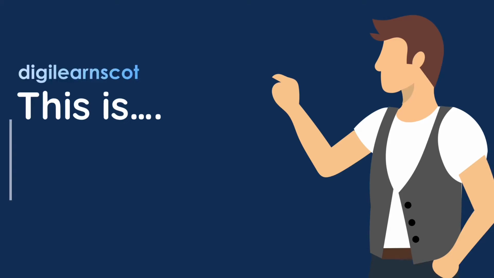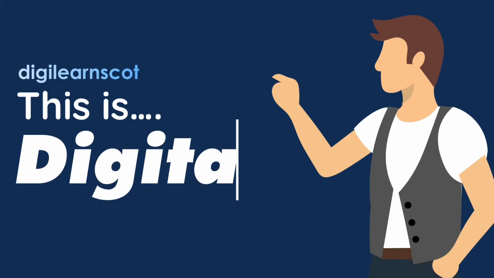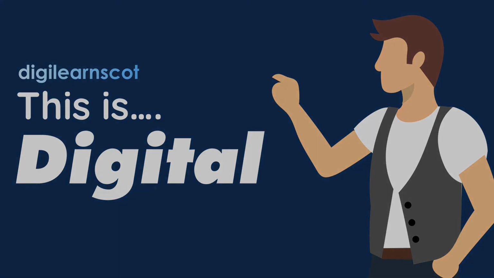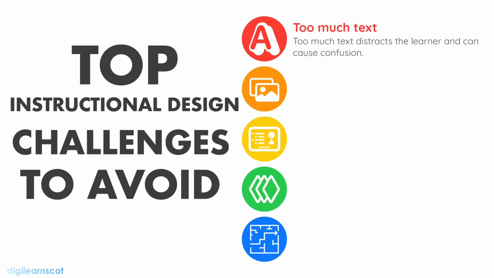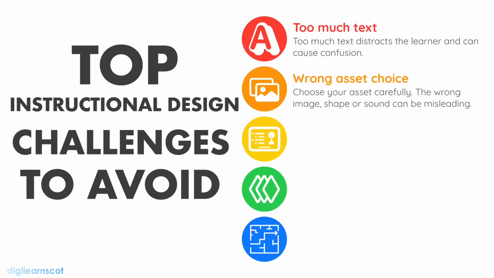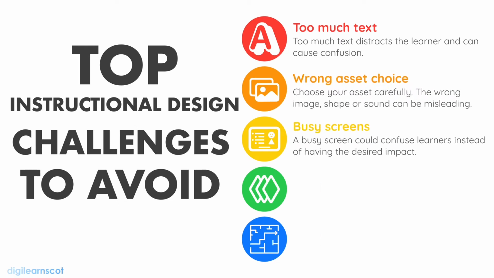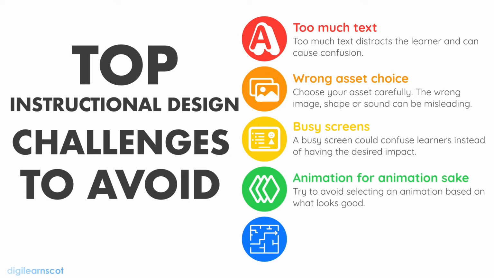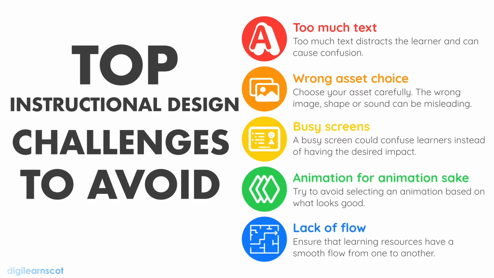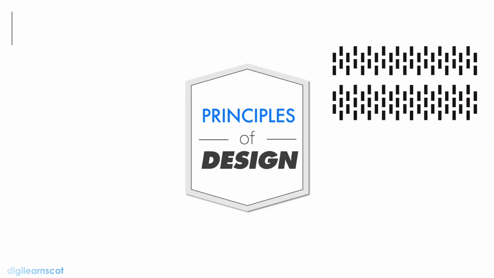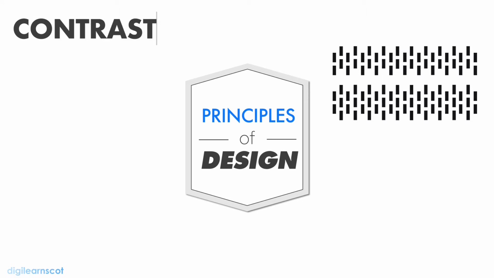Let's consider some of the design choices that you can make so that you can produce more visually and informationally accurate resources for your learners. Some instructional design challenges that you could avoid are things like too much text, which can cause confusion, too much asset choice or the wrong asset choice, busy screens, all the animations under the sun, and a lack of flow. These make it difficult for your learners to understand what it is you're trying to tell them or what they're trying to research themselves.